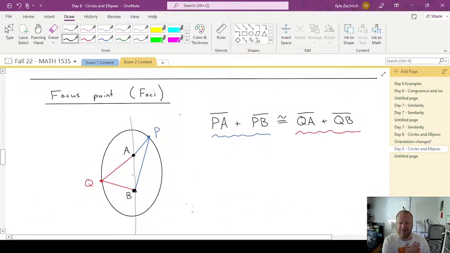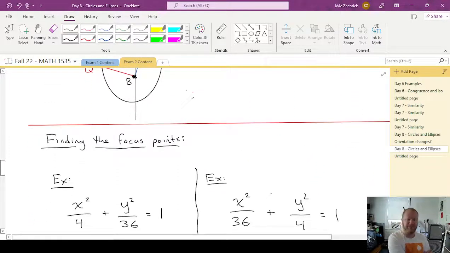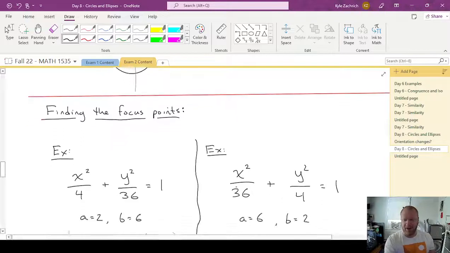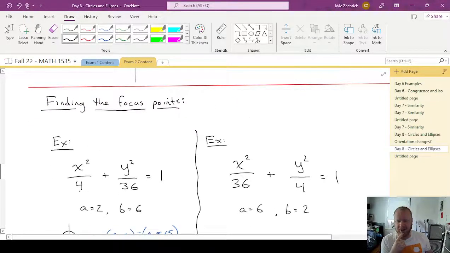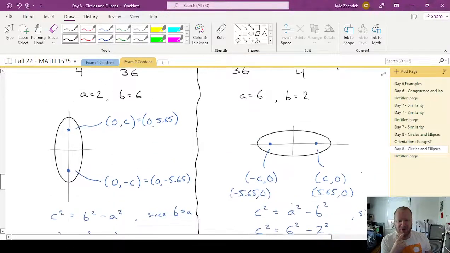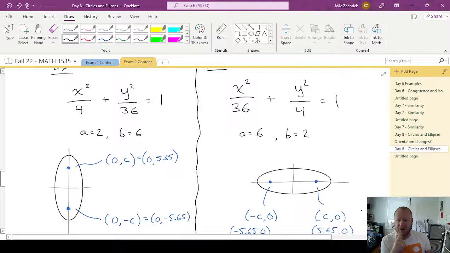So in terms of figuring out where these focus points are, we do have equations for that. So that's what I'll show you next. I've got my same two equations, or my same two ellipses that I looked at earlier. So these two ellipses are going to be where A is 2 and B is 6, and A is 6 and B is 2. So on this one here, it's a vertical ellipse, right? Like A is less than B. B is the larger of the two.